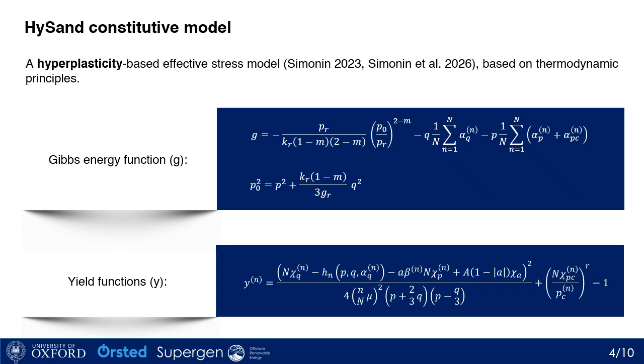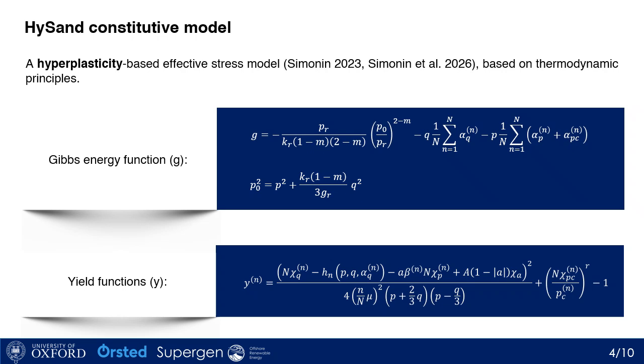Hypersand is a hyperplasticity-based effective stress model consistent with thermodynamic principles. The advantage of this model is that all constitutive equations can be derived using two scalar functions. One of them is the Gibbs energy function and the other one is the yield function. The equation related to triaxial condition is presented here.